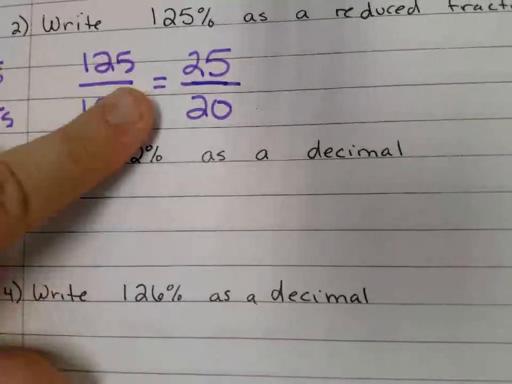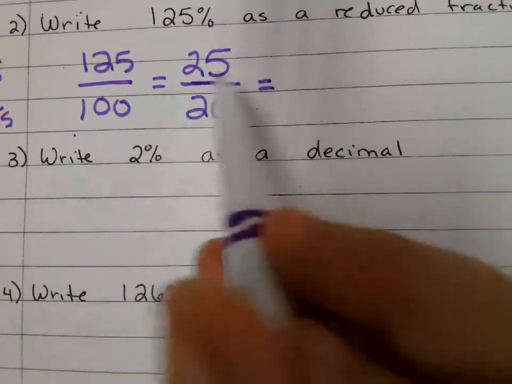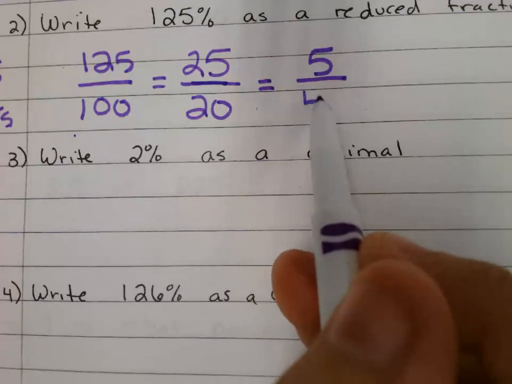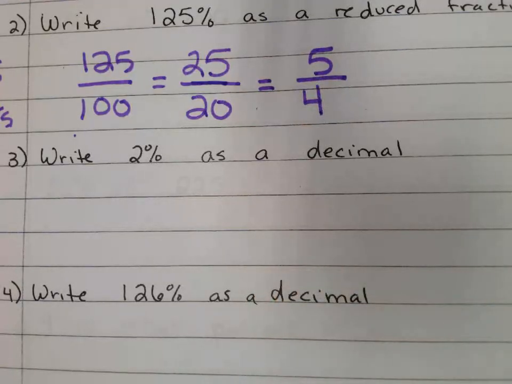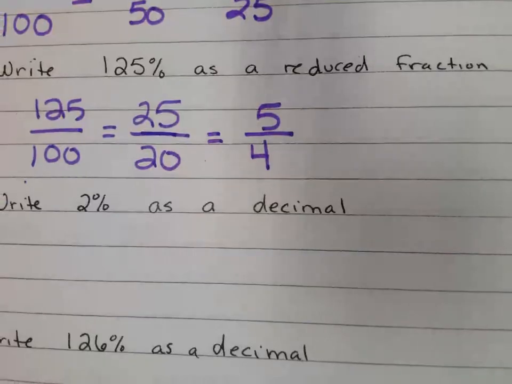Okay, now will anything go into 25 and 20? 5. 5 will go into 25 5 times. 5 will go into 20 4 times. So you get 5 over 4 as your answer. So on these, when it tells me to write it as a fraction, what are you going to do? You're going to put it over 100.